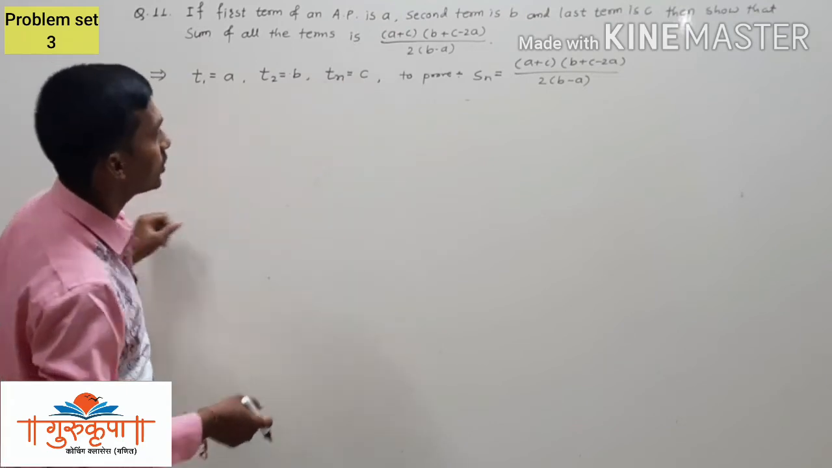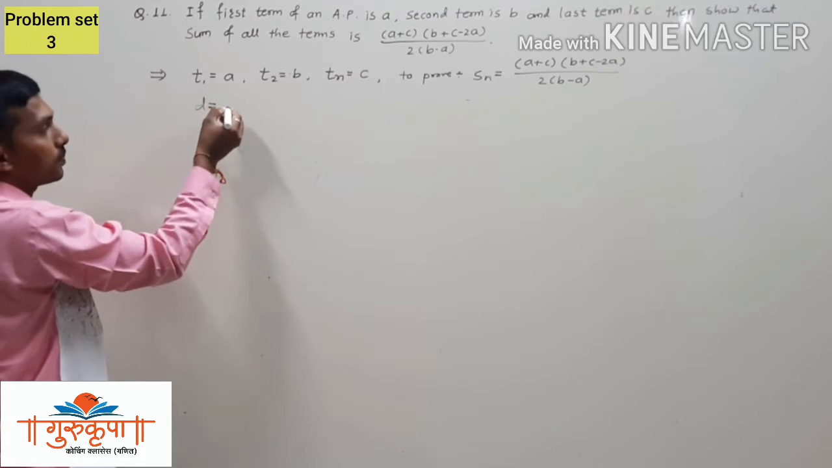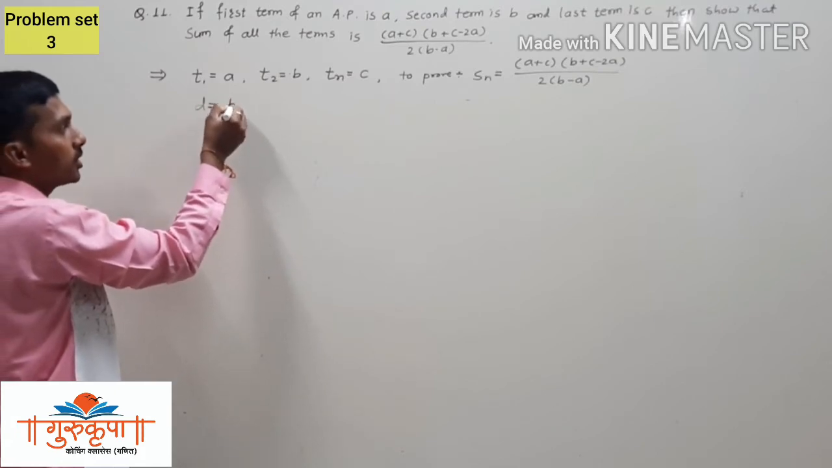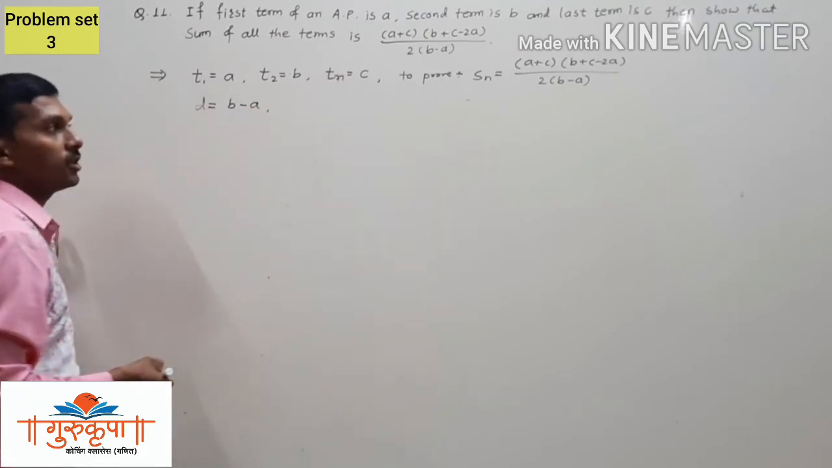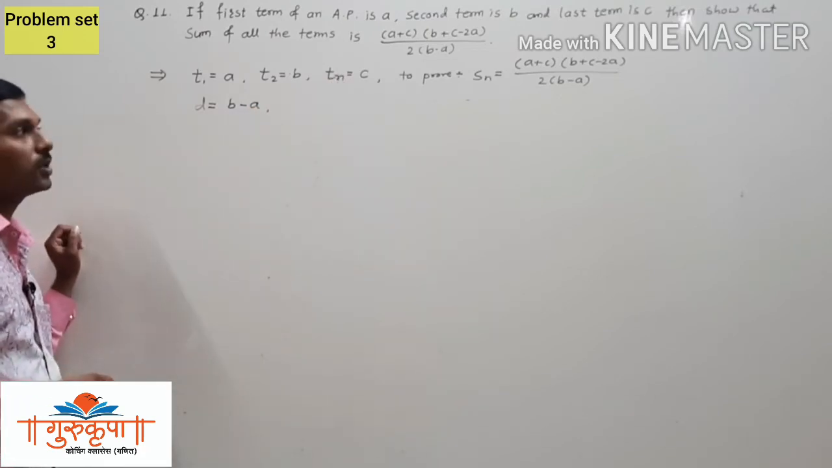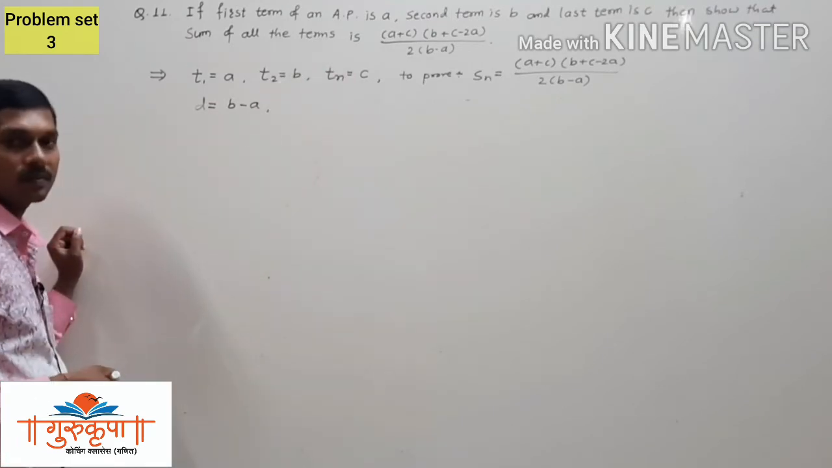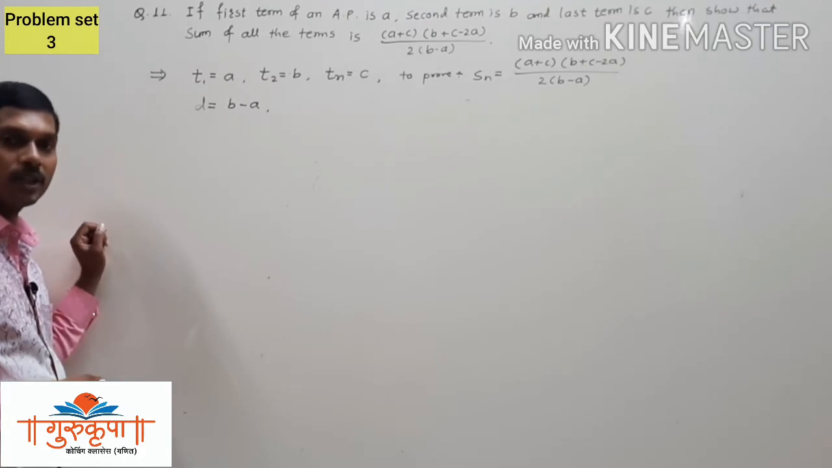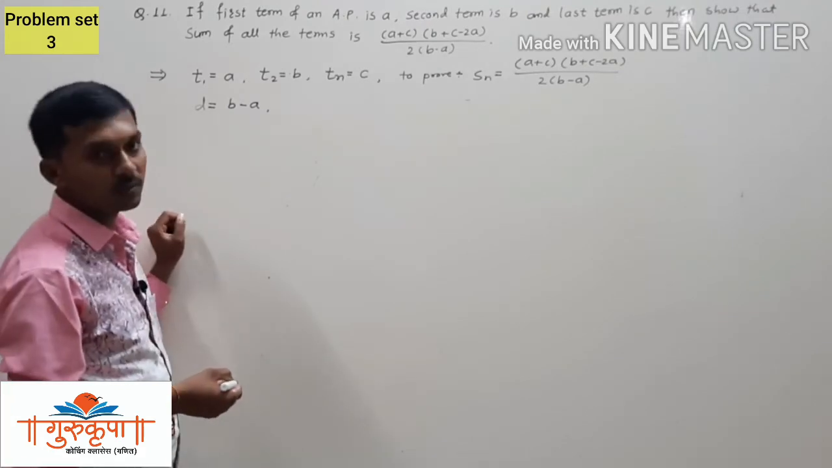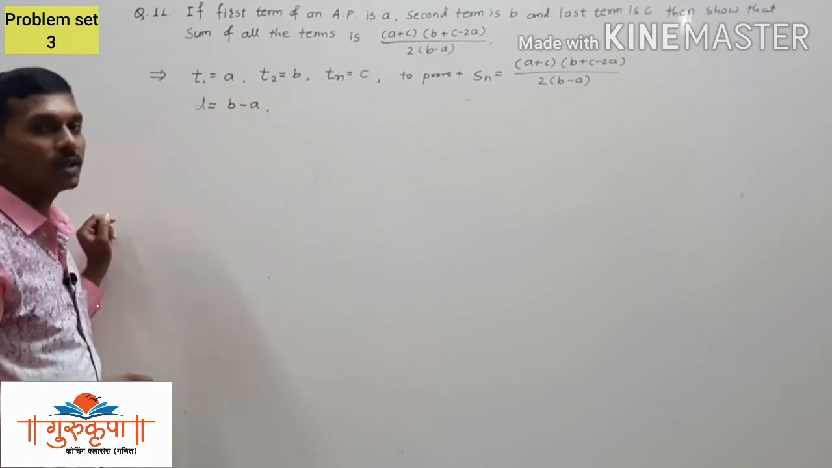First we find the common difference, that is b minus a, second term minus first term. We have been given that the last term of the AP is c, so tn is equal to c. Now if we use the first formula or the second formula for finding the sum of the n terms, we have to know the value of n.